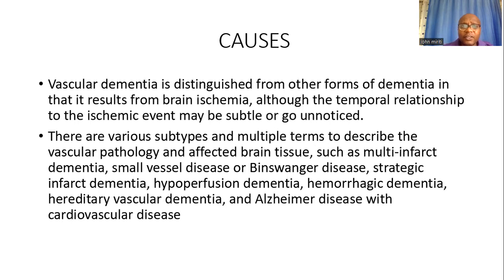So let us look at causes. Vascular dementia is distinguished from other forms of dementia in that it is thought to result from brain ischemia, insufficient blood to the brain, resulting in cellular changes in the brain. Although the temporal relationship with the ischemic event may be subtle or go unnoticed in some cases. There are various subtypes and multiple terms to describe the vascular pathology affecting brain tissues, such as multi-infarct dementia, small vessel disease, Binswanger disease, strategic infarct dementia, hypoperfusion dementia, hemorrhagic dementia, hereditary vascular dementia, or even Alzheimer's disease with cardiovascular disease. All these are subtypes and terms used to describe this type of disease.